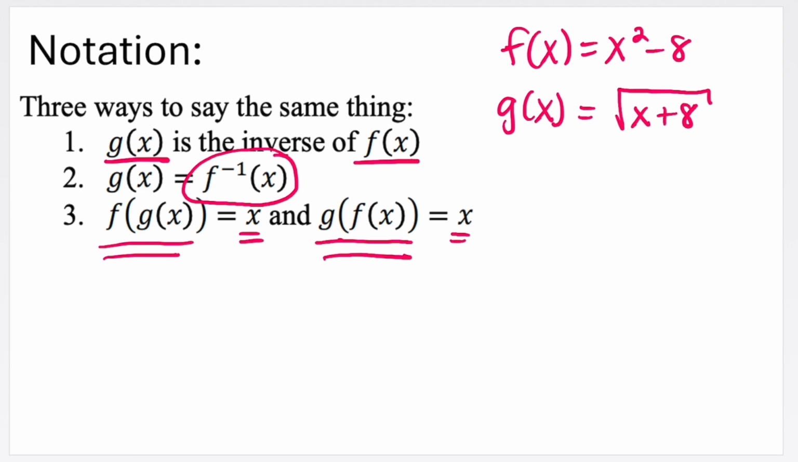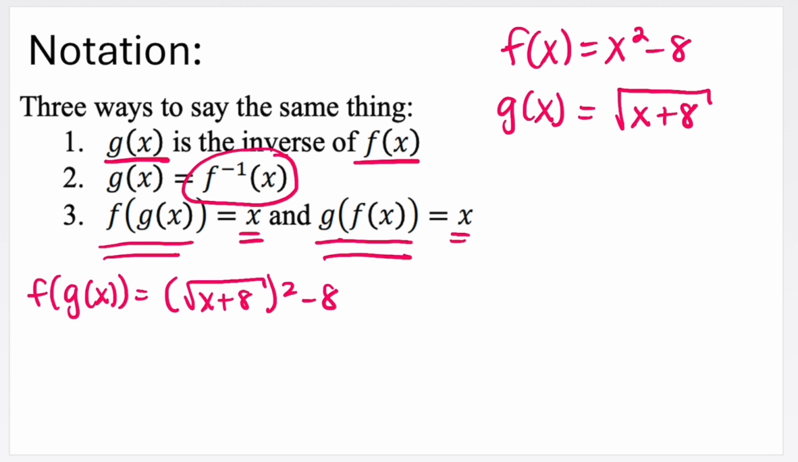So I'm going to show this property with these particular functions. I'm first going to find f of g of x. I'm going to take g and substitute it into f. So I'll end up with the square root of x plus 8, squared, minus 8. When I square the square root, it makes the square root go away. And then 8 minus 8 is going to give me 0, so I'm just going to get x.